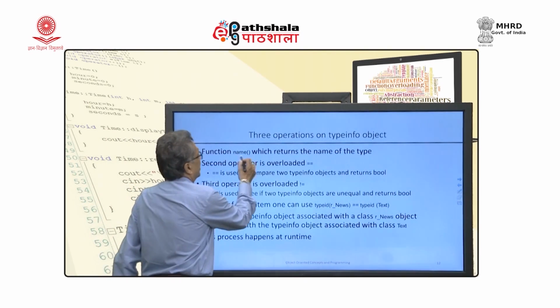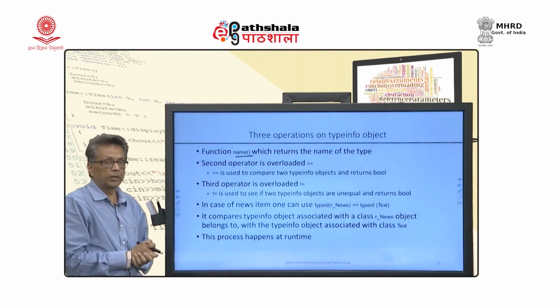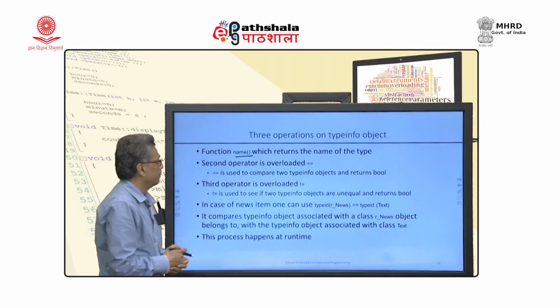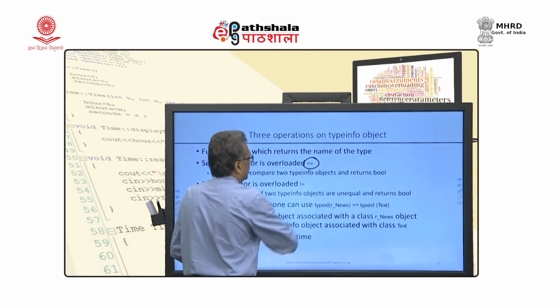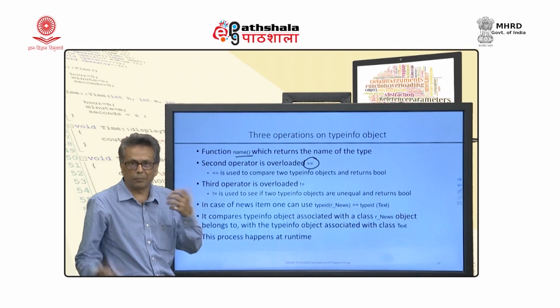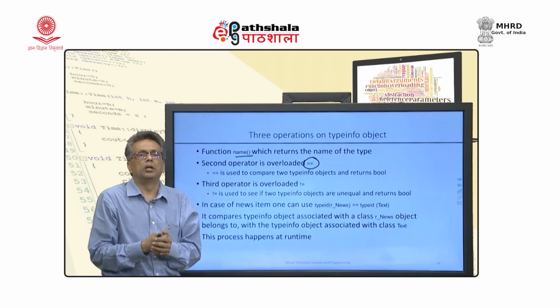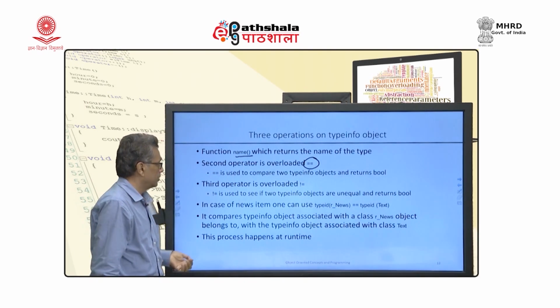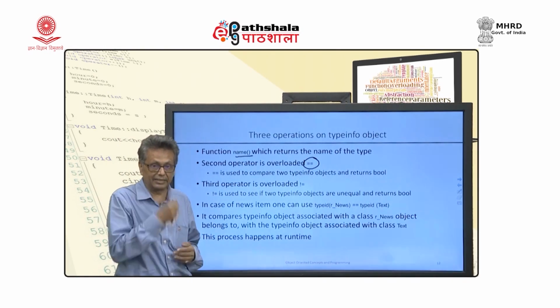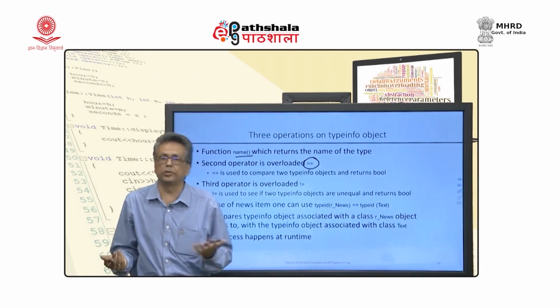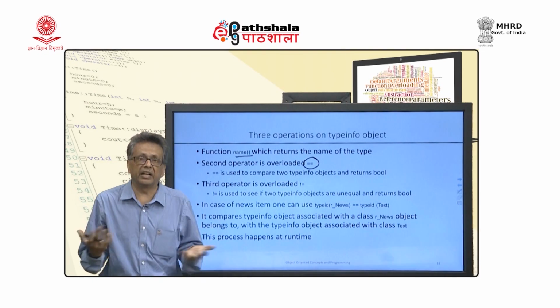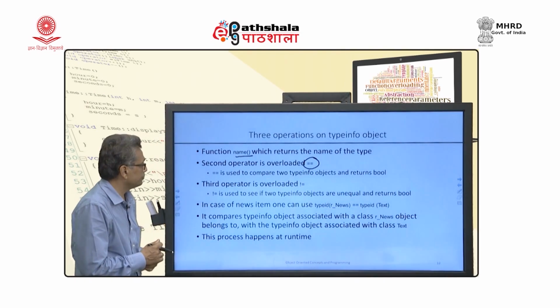One is called the function name, which returns the name of the object you are dealing with. The other one is the overloaded operator double equal to. So, you can compare objects of 2 different names. If they are the same, you will get the answer yes, they are the same. Not equal to is exactly the opposite. It will check the inequality of 2 objects.